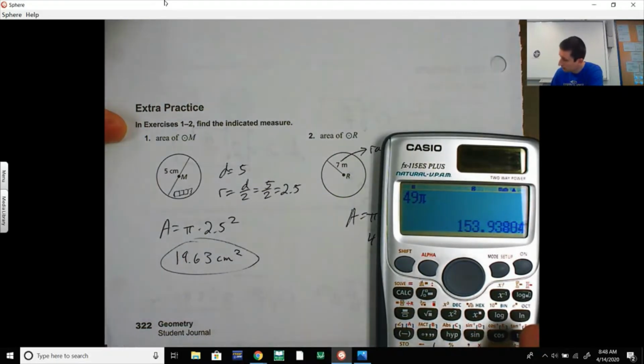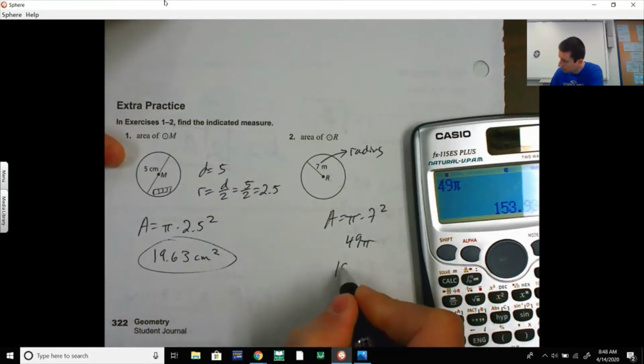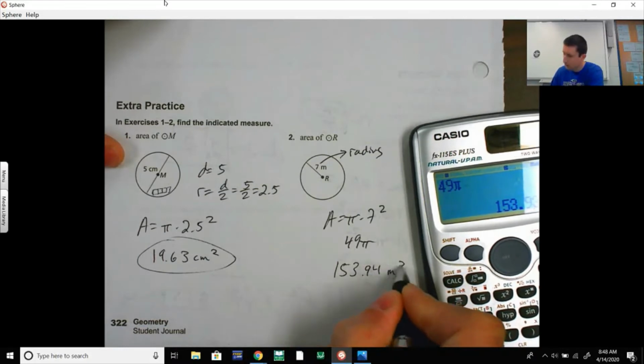49 pi, yes I know, 153.94 square meters.